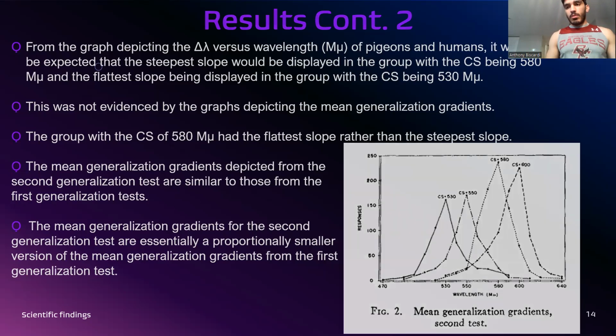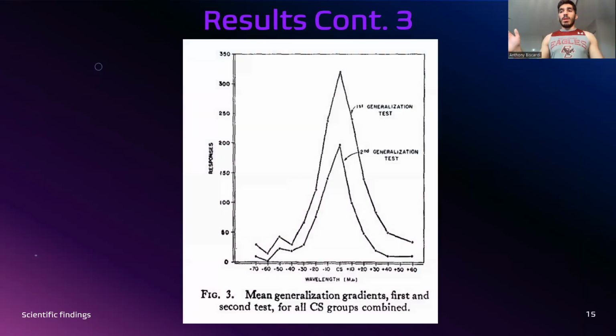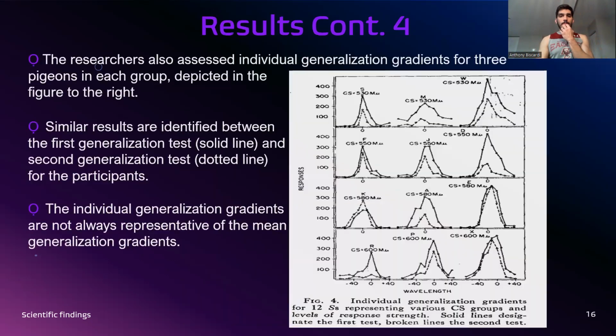I'm going to show you another graph. They basically summed up all of the responses from the first test and then summed all the responses from the second test and then just made a giant generalization gradient. And as you can see, they're proportionate to one another. The second one is just basically a smaller version of the first one. I guess they want to see replicability. You would want them to be proportionate to one another. Otherwise, there'd be, I guess, some issue with how you did it the second time.